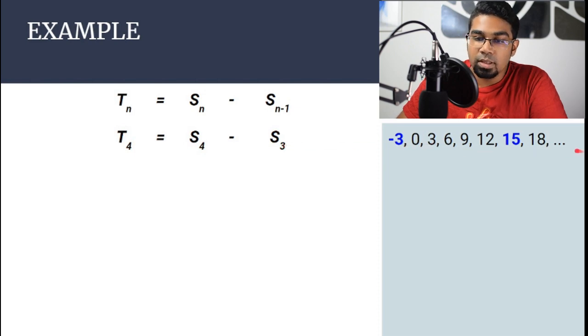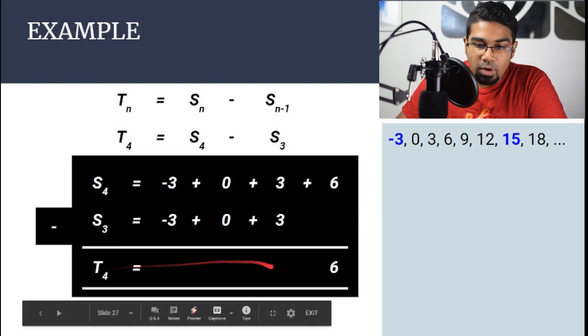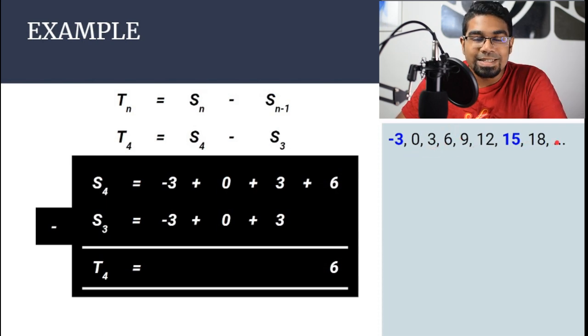Let's look at this example here. So this is the same example as before. When we want to get the sum of the first 4 terms, the first 4 terms are negative 3, 0, 3 and 6. So it would be negative 3 plus 0 plus 3 plus 6. The sum of the first 3 terms will be negative 3 plus 0 plus 3. This is what we get here. Notice when we subtract, what is left is the 4th term here. So T4 will be equal to 6. And this is true, as we can see in this AP here. This is another way of finding Tn.